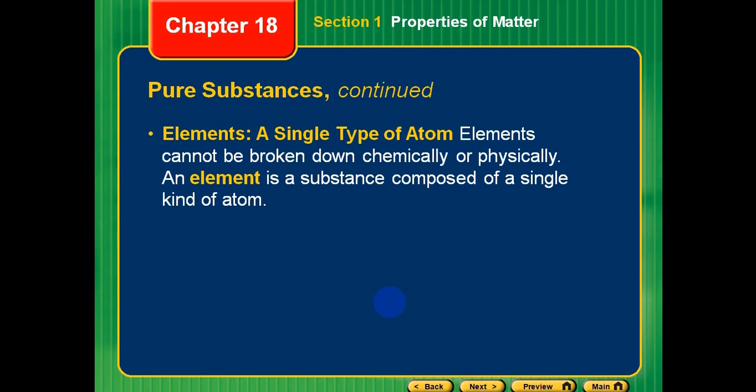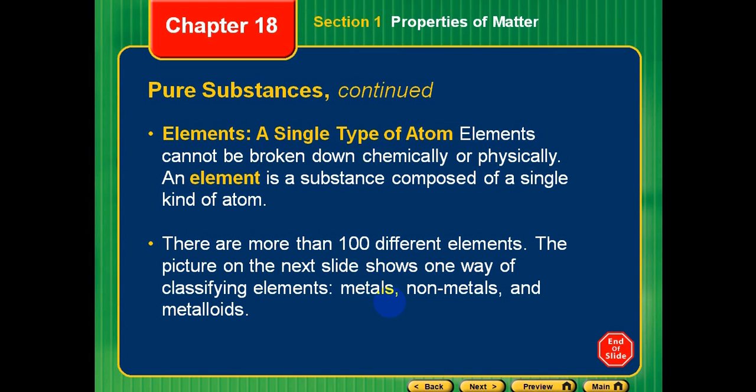We have to know that an element is a pure substance and it consists of only one kind of atoms. Elements cannot be broken down chemically or physically. An element is a substance composed of a single kind of atom. This is also another meaning for element. So what do you have to know about element? That is, a pure substance has only one kind of atoms. As we said, there are more than 100 different elements.